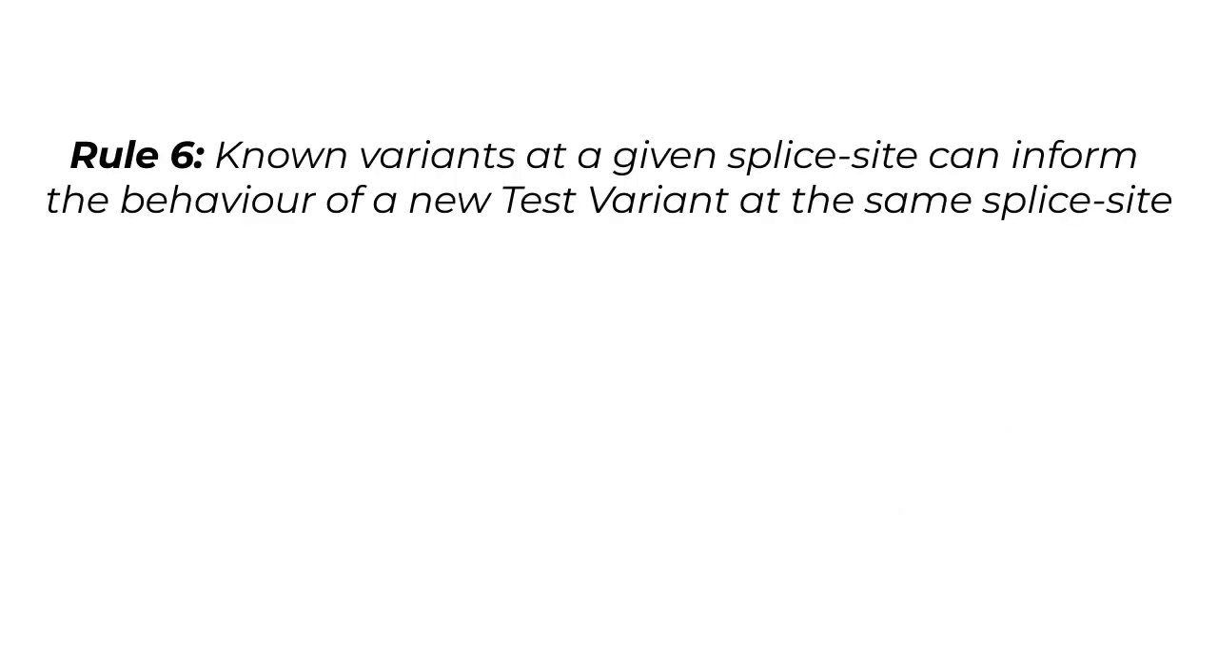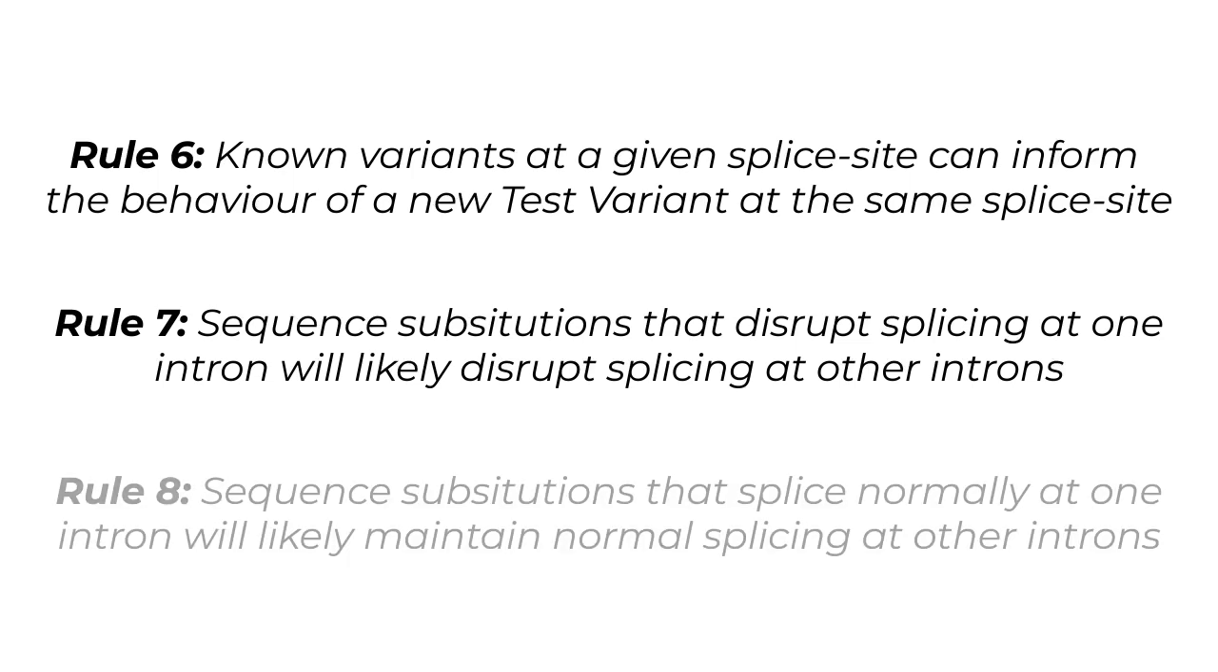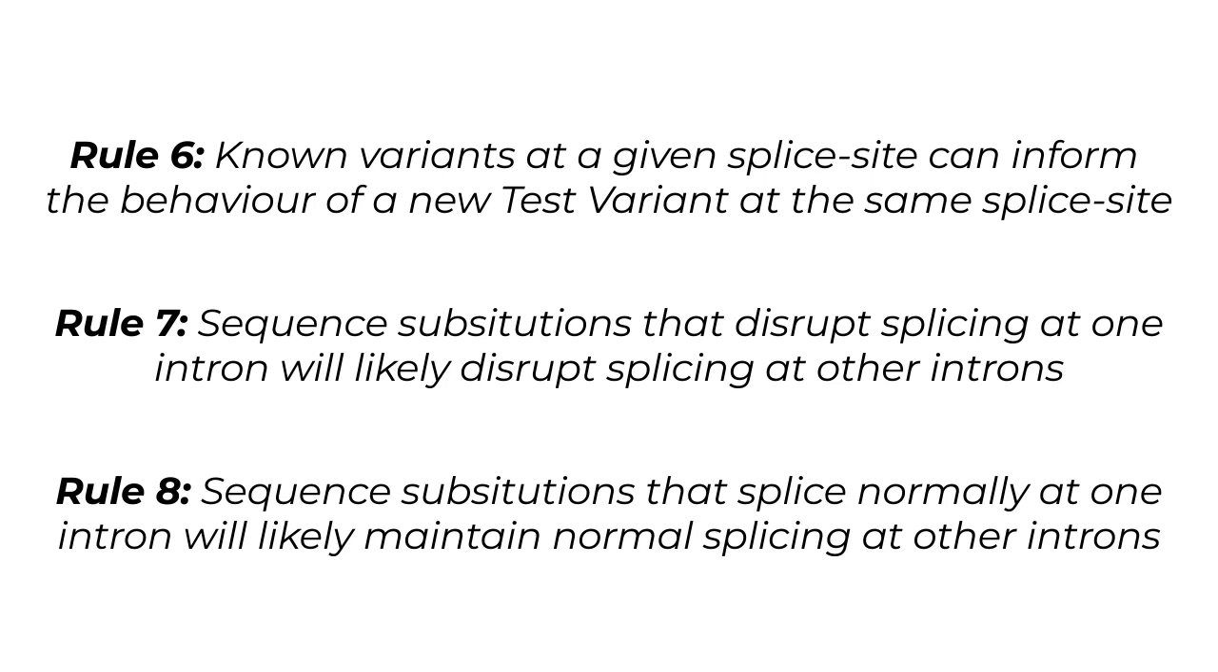Rule 6. Known variants at a given splice site can inform the behaviour of a new test variant at the same splice site. Rule 7. Sequence substitutions that disrupt splicing at one intron will likely disrupt splicing at other introns. Rule 8. Sequence substitutions that splice normally at one intron will likely maintain normal splicing at other introns.